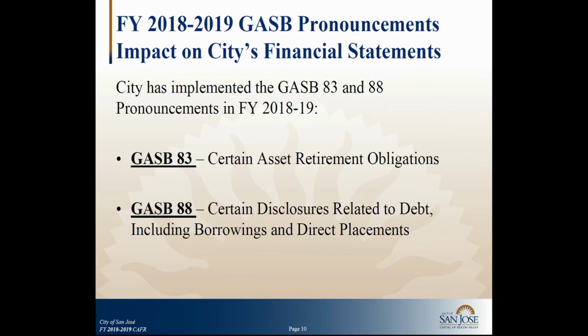In terms of GASB 88, this was a lot of work for our city attorney's office because it requires us to do certain disclosures related to debt, including borrowings and direct placements. This statement requires additional disclosure of unused lines of credit, assets pledged as collateral for the debt, terms specified in debt agreements related to significant events of default with finance-related consequences, significant termination events with finance-related consequences, and significant subjective acceleration clauses be disclosed in the footnotes. Finance worked very closely with our city attorney's office in providing the GASB 88 disclosures in our fiscal year 2019 CAFR.